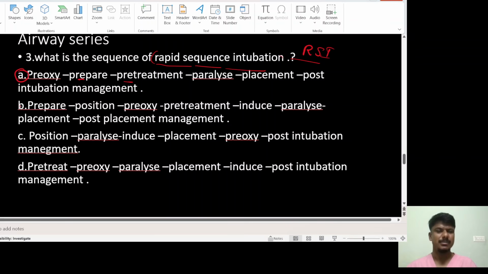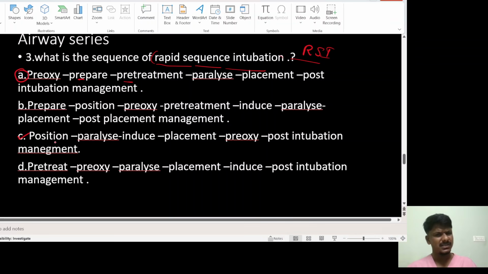Next option is your prepare, position, pre-oxygenate, pre-treatment, induce, paralyze, and place the tube, and post-placement of the tube management. Option C is position the patient, paralyze the patient, induce the patient, place the tube, pre-oxygenate, post-intubation management. You can see all these now. These options are not right.